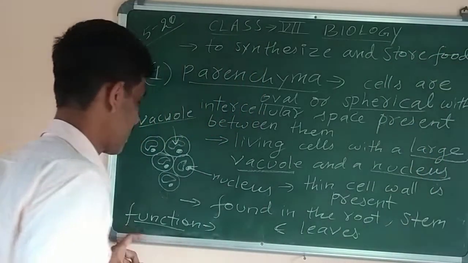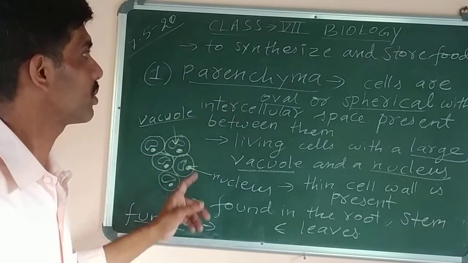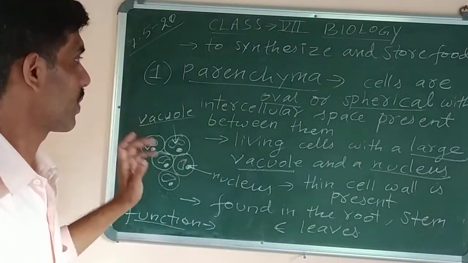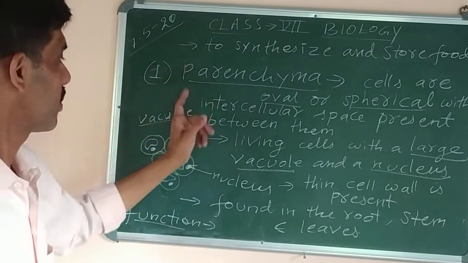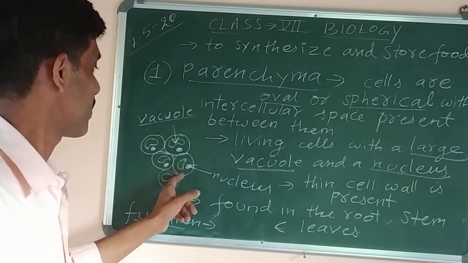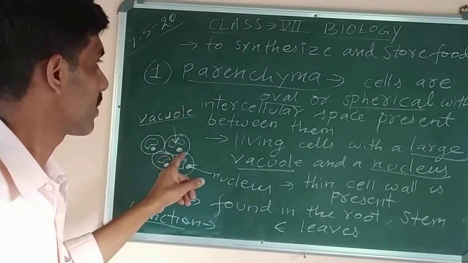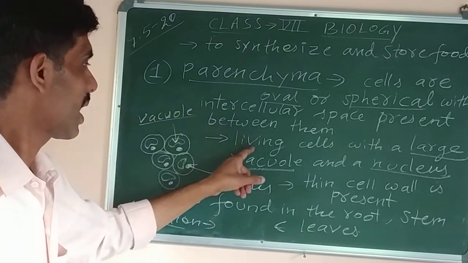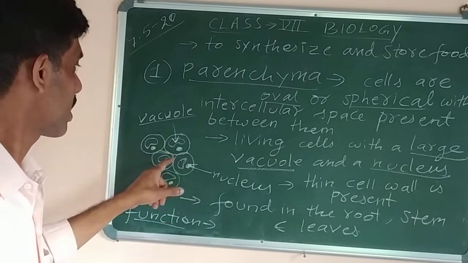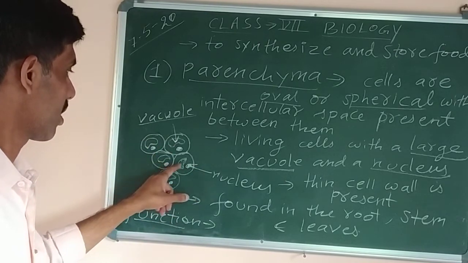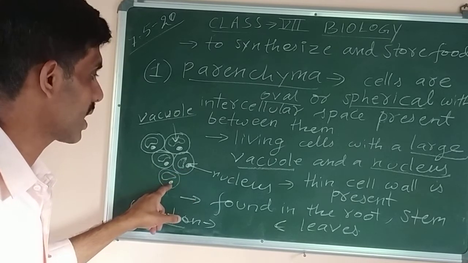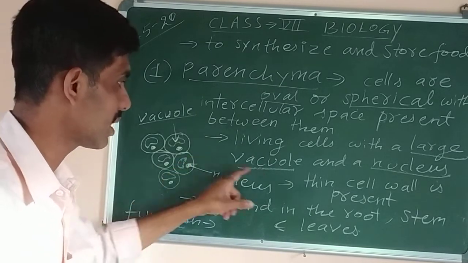So what is the function? If it is asked what is the function of parenchyma tissue, to make food as well as to store food inside them. So the first ground tissue is parenchyma, in which the cells are small, spherical or oval, that is round in shape. The intercellular space is present between them. They are living cells. They have a very large vacuole or empty space inside them, and a nucleus is also present, and their cell wall is thin.